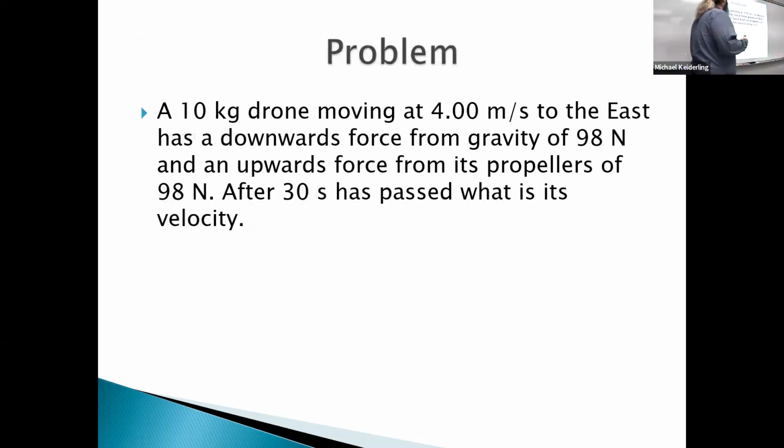So here's an example of a problem. A 10-kilogram drone moving 4 meters per second to the east has a downwards force from gravity of 98 newtons and an upward force from its propellers of 98 newtons. Those are the only forces on this drone. After 30 seconds have passed, what's its velocity? Given that these are the only forces on the drone, and it started moving 4 meters per second to the east.